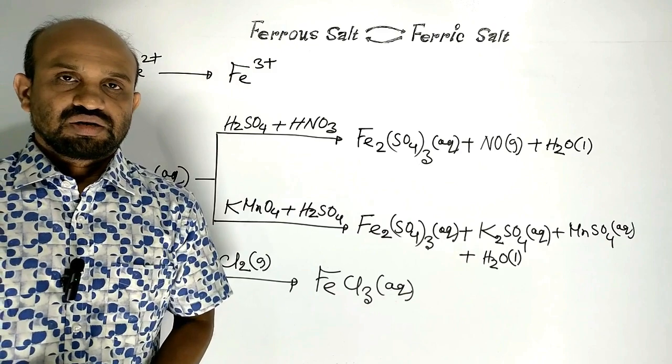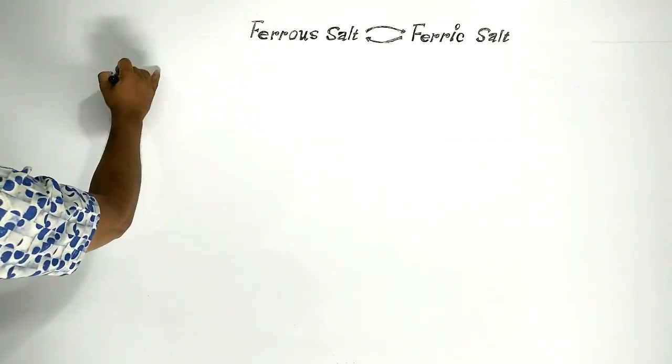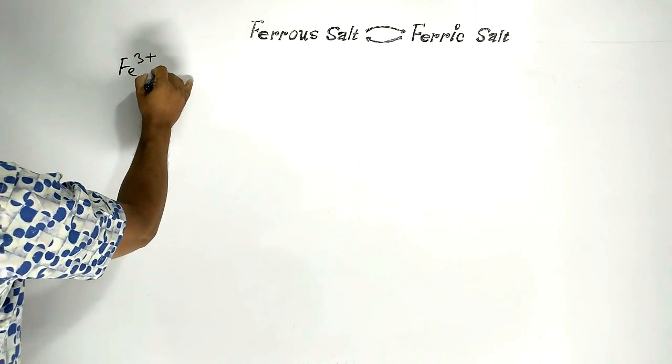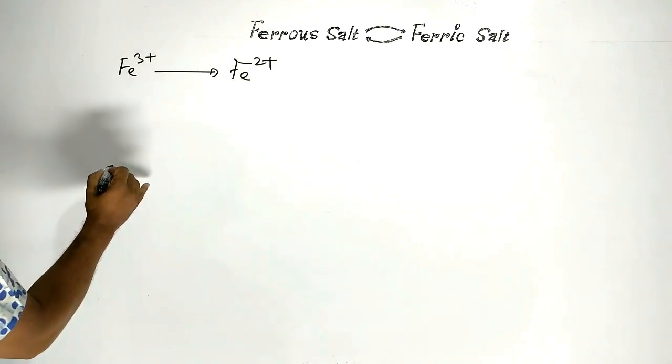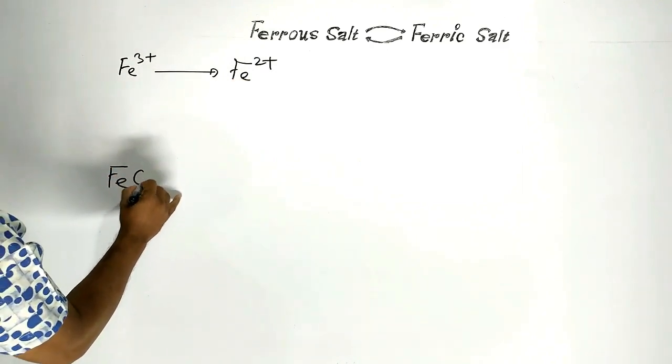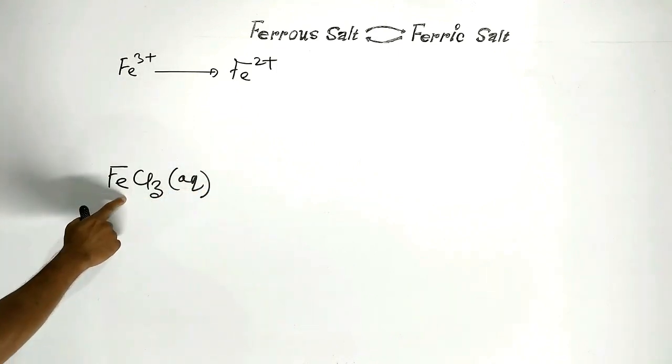Now let us see conversion of ferric salt to ferrous salt. Now, ferric salt to ferrous salt. In this case, ferric chloride is taken. This is also known as iron 3 chloride.